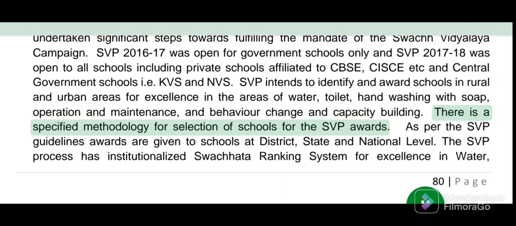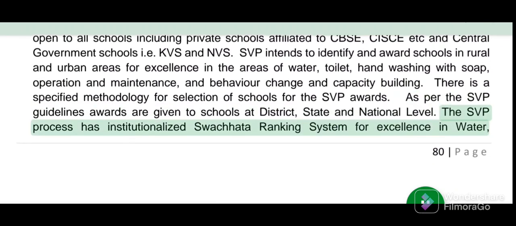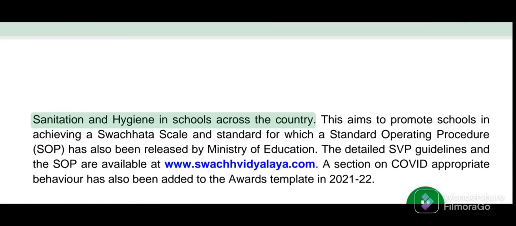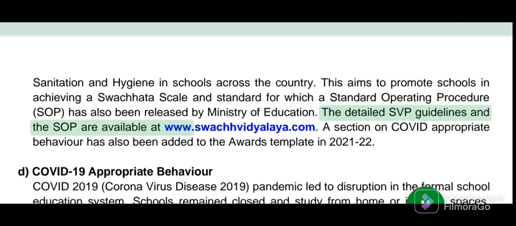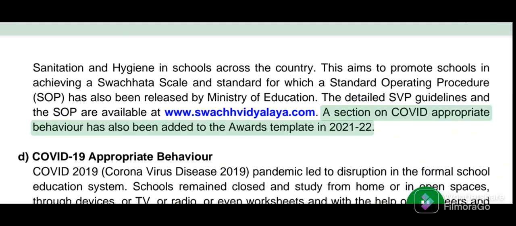There is a specified methodology for selection of schools for the SVP awards. As per the SVP guidelines, awards are given to schools at district, state and national level. The SVP process has institutionalized Swachhata ranking system for excellence in water, sanitation and hygiene in schools across the country. This aims to promote schools in achieving a Swachhata scale and standard for which a standard operating procedure (SOP) has also been released by Ministry of Education. The detailed SVP guidelines and the SOP are available at www.swachhvidyalaya.com. A section on COVID appropriate behavior has also been added to the awards template in 2021-22.